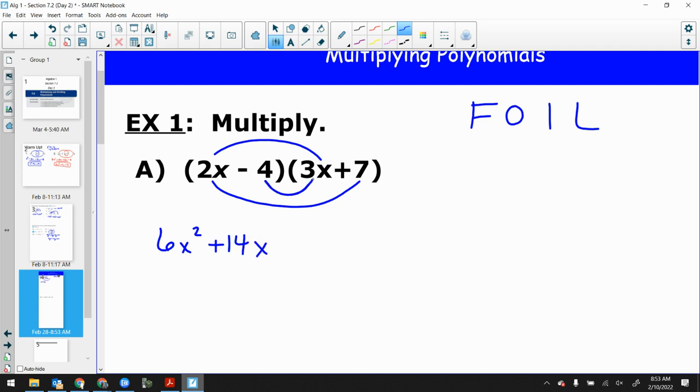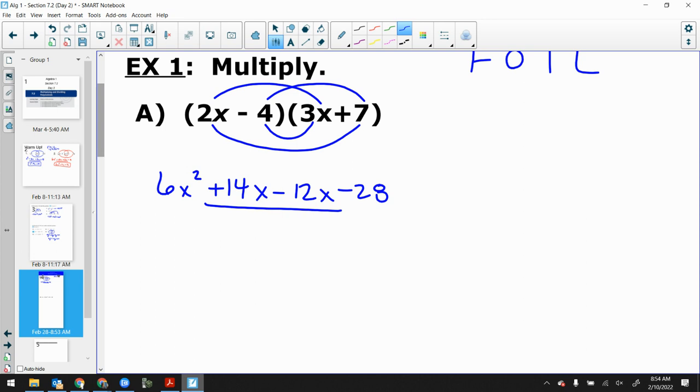14x. Inner, negative 4 times 3x. Negative 12x. Negative 4 times 7. Negative 28. And then I combine like terms on the inside. And again, be careful. I want to add here. I want to combine those like terms. So 6x squared plus 2x minus 28.